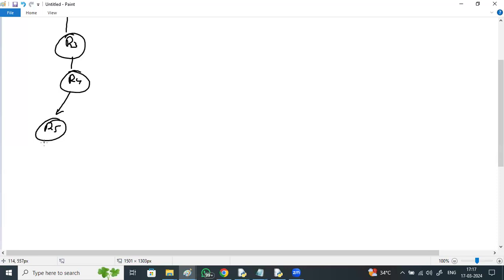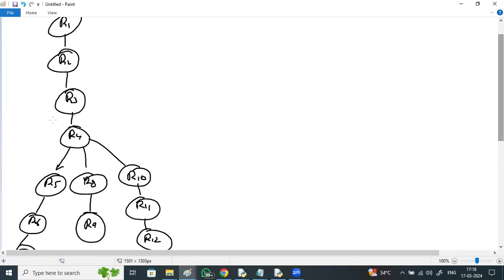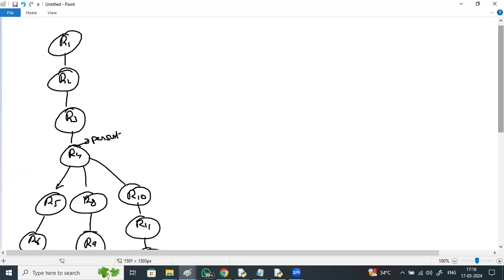R5, R6, R7, right? This is R8, R9. This is R10, R11, and R12. Without persistence and with persistence, observe the difference. R4 is persisted. Now, executing the flow.